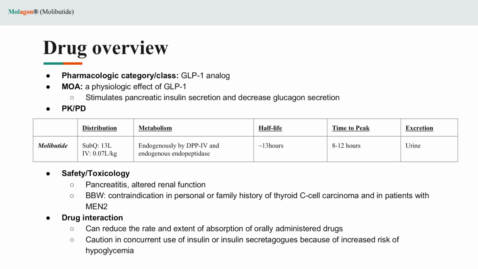It also has drug interactions. It can reduce the rate and extent of absorption of orally administered drugs. Also, it is to be used with caution when used with insulin because of the increased risk of hypoglycemia.